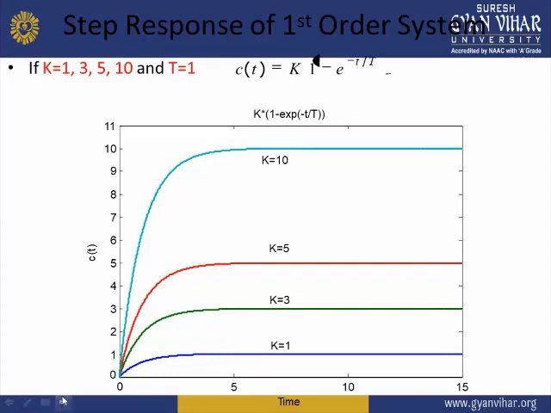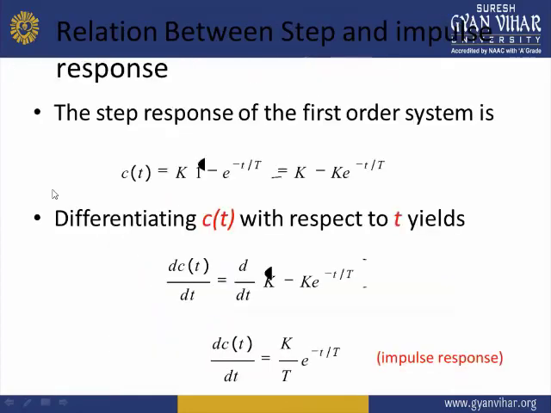Now, what is the relationship between the step and the impulse response? The step response of the first order system, C(t), is given by K into 1 minus e to the power minus t by T. It can be written as K minus K e to the power minus t by T.